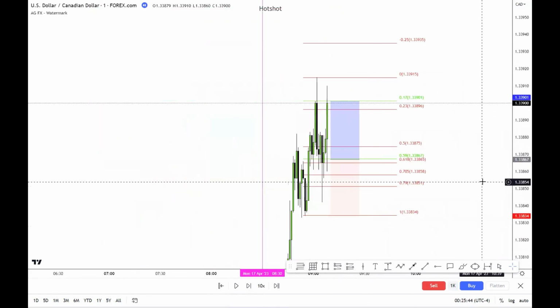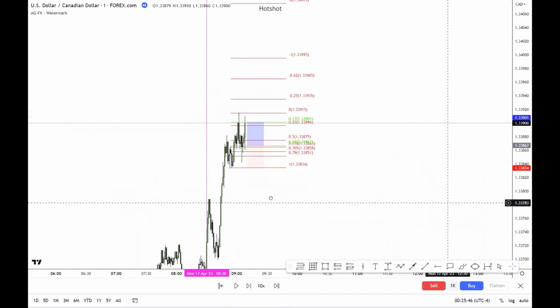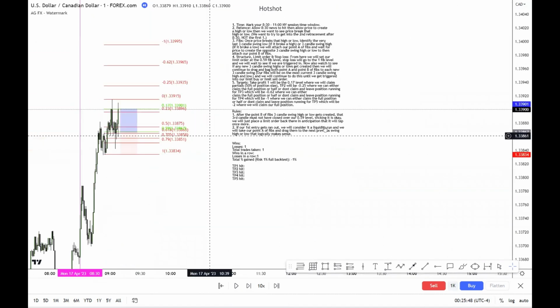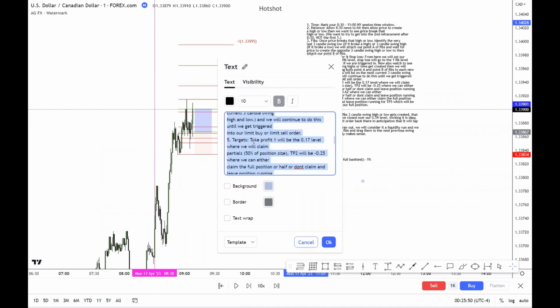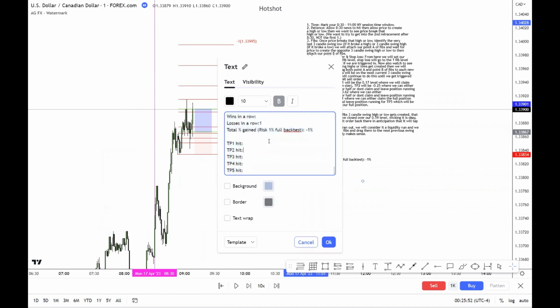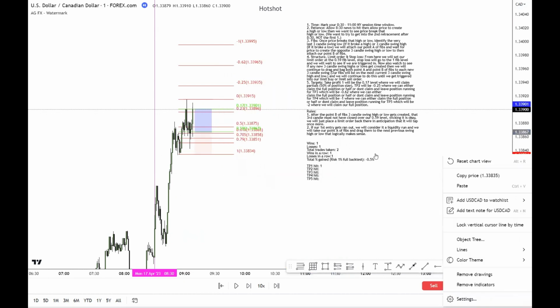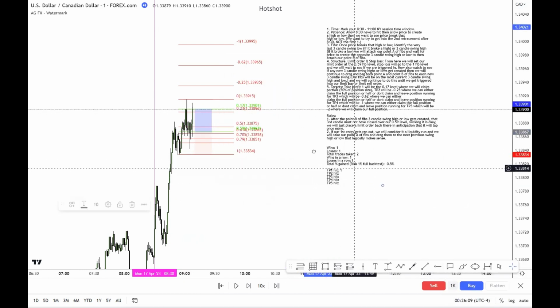So let's say that we risked 1%. We're gonna claim 0.5% right here. We're going to consider this a win because take profit one was hit and we are claiming profit. So this is a win. Total trades taken is 2. We'll say one win in a row, plus 0.5 so far. Now let's see what gets hit, okay?